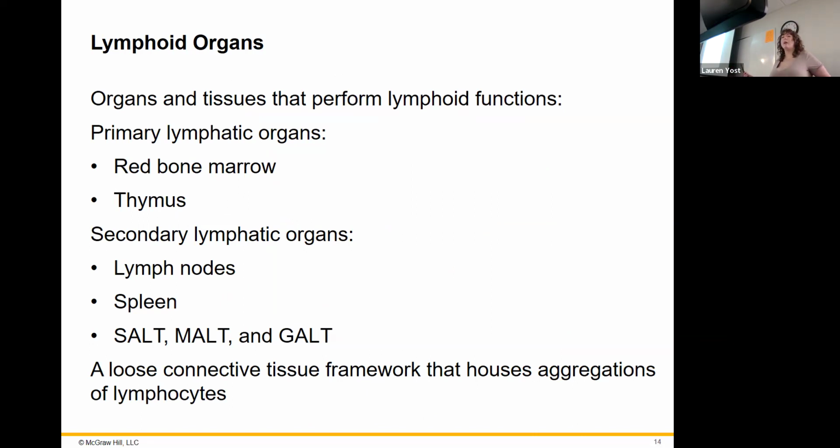Then we have these secondary lymphatic organs. This is where the naive cells typically get triggered and activated when we are going to respond. So the lymph nodes, the spleen, SALT, MALT, and GALT.